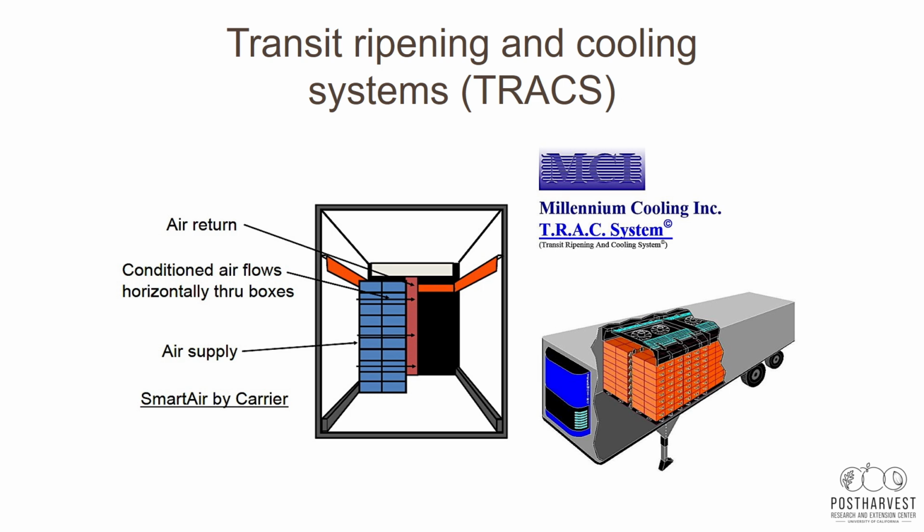And last but not least, there's also certain companies like Millennium Cooling. I believe this company is in Florida, if I'm not mistaken, but Millennium Cooling has designed a transit ripening and cooling system, and I use the word cooling here. Really, it's probably not the best word, because in many cases, this system does not allow you to effectively cool the fruit, but they've been successful in redistributing the ethylene and the ripening conditions to better ripen the fruits. And it's basically as you're transporting the commodity that it can be ripening.